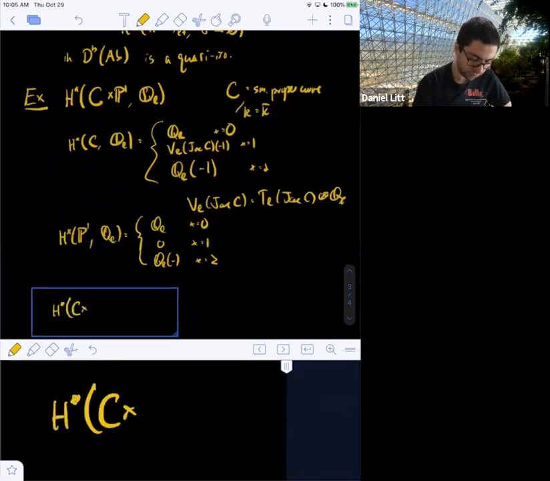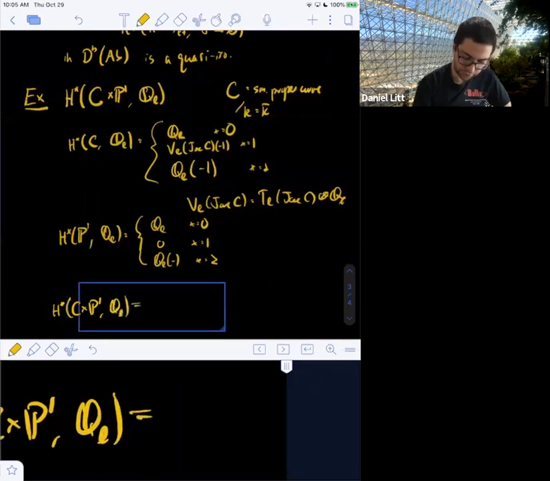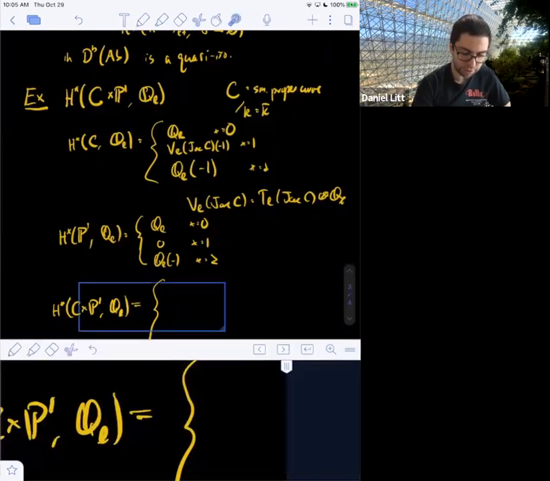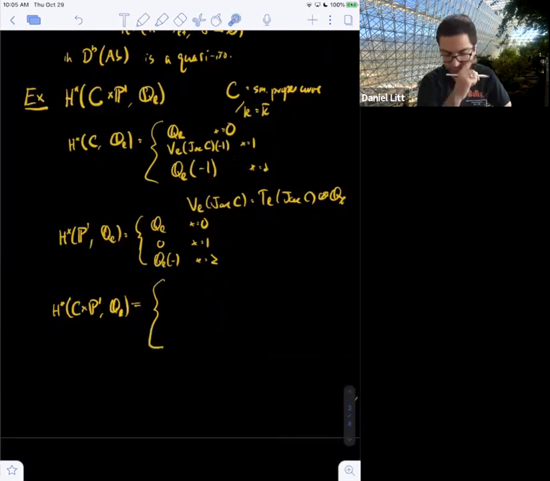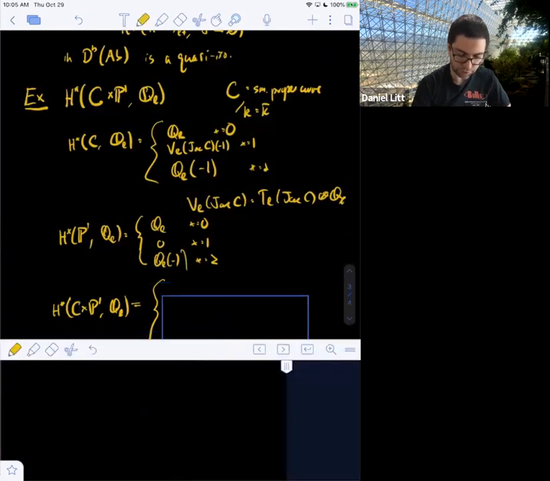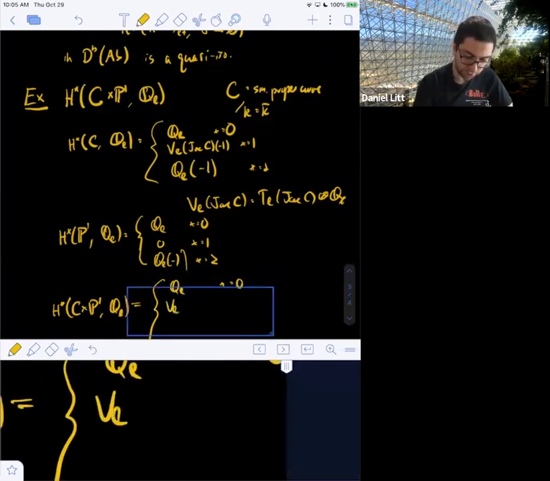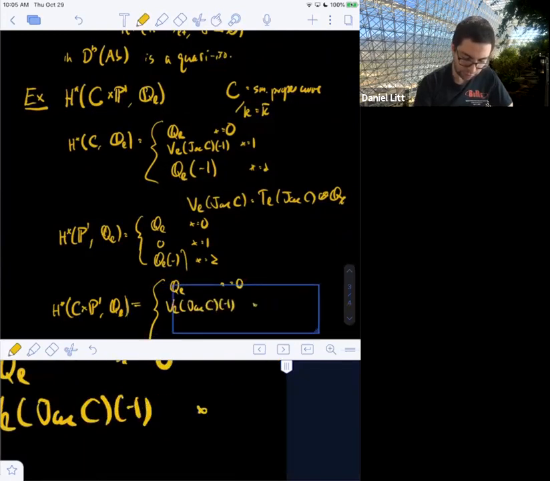We can just work it out. So we just take this, and then we also take it shifted by QL of -1 in degree 2. So we get QL in degree 0. We get the Tate module of the Jacobian of C, twisted by -1, in degree 1.